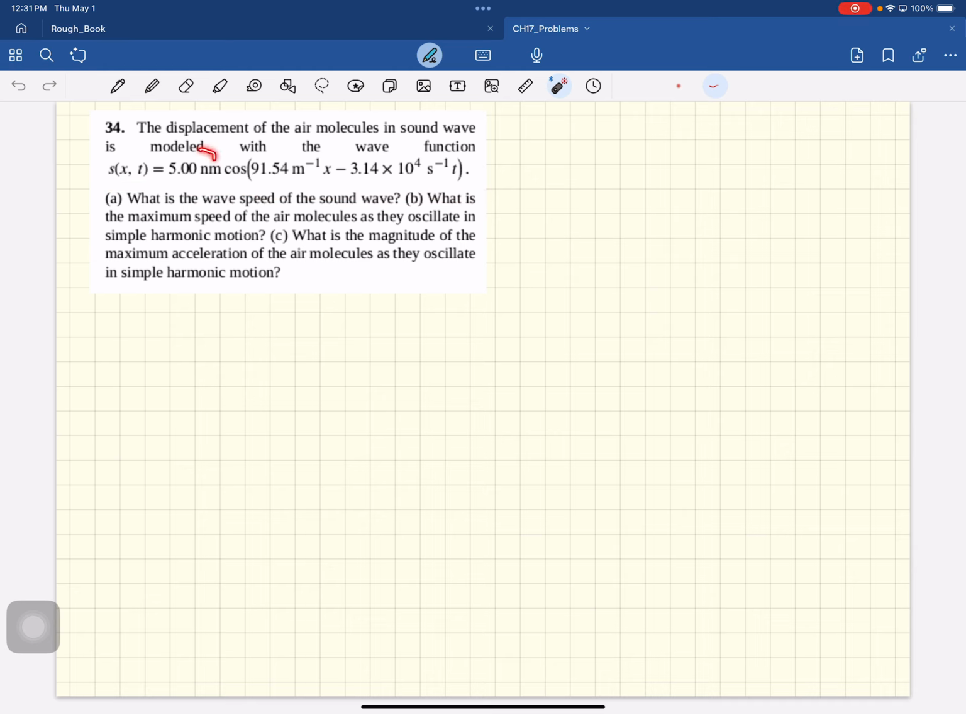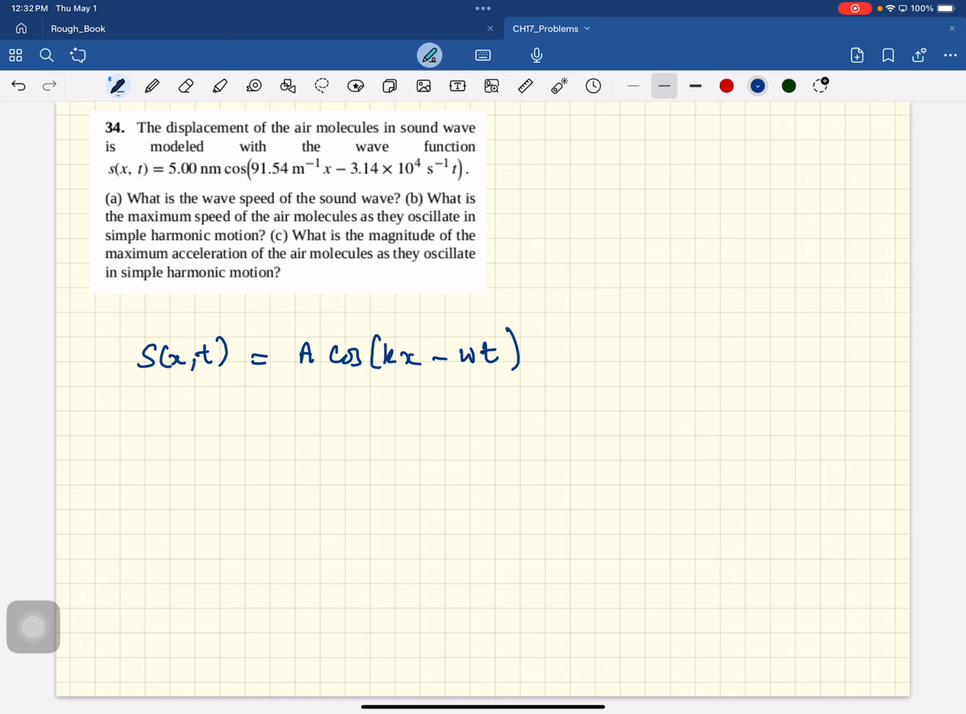Okay, so I'll write these down. S as a function of position. The standard form is A. What is A? Amplitude, the amplitude of oscillation. Cosine kx. What is k? The wave number. Minus omega t. Okay, that's the standard form.